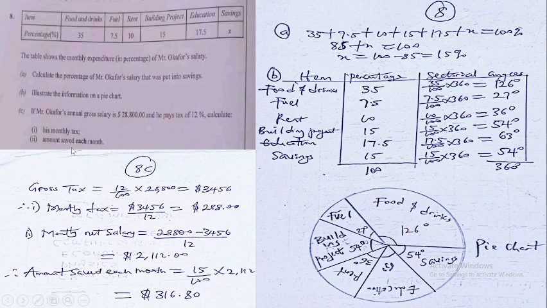Then amount saved each month. Now, amount saved each month.